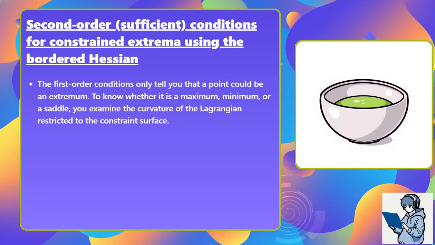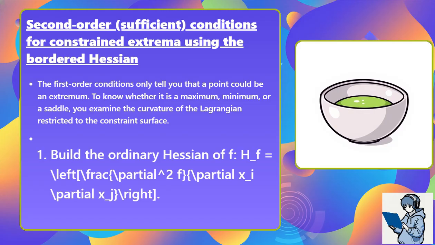The first-order conditions only tell you that a point could be an extremum. To know whether it is a maximum, minimum, or a saddle, you examine the curvature of the Lagrangian restricted to the constraint surface. Build the ordinary Hessian of f: Hf equals the matrix of second partial derivatives of f with respect to xi and xj.